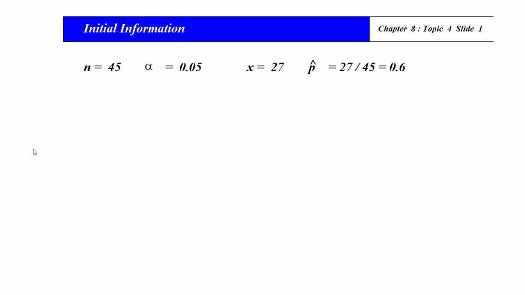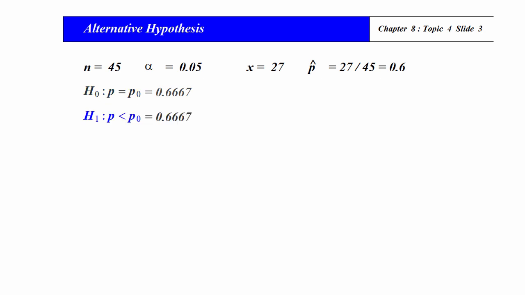Consider the following example. In a sample of 45, 27 agree with a given amendment. The relative frequency is 60%. Test the hypothesis that this is a 2/3 majority. That is, the null hypothesis is that the proportion is at least 2/3. Alternatively, we believe it is less than 2/3 as we have only observed 60%.